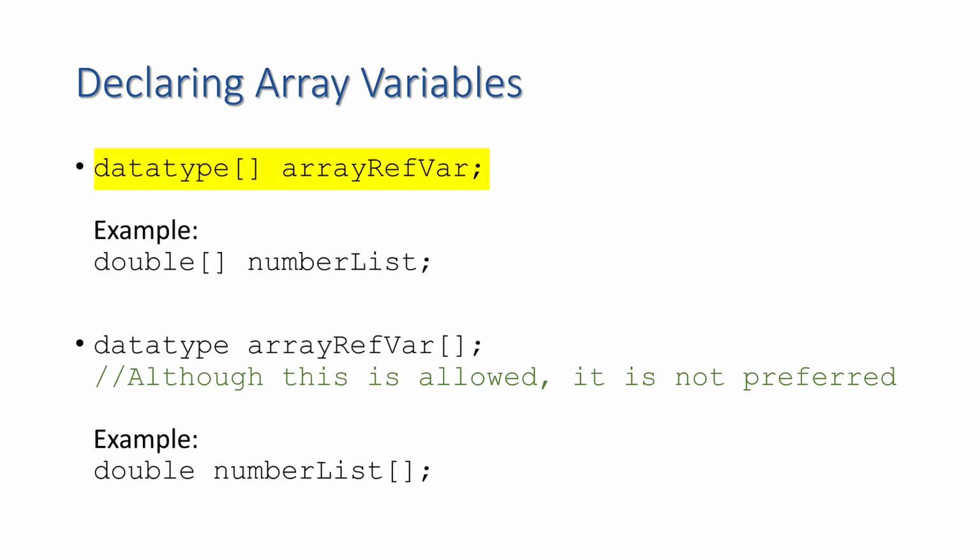In general, an array reference variable is defined with a data type followed by brackets and the user-defined array reference variable. In the example, number list references an array of doubles. The second declaration with the brackets following the array reference variable is allowed. However, it is not the preferred way to define arrays.